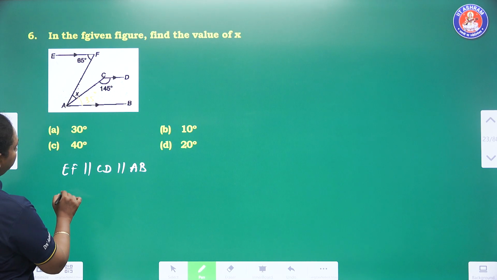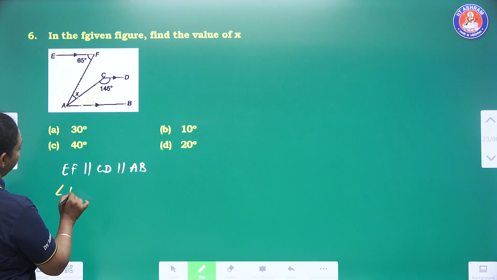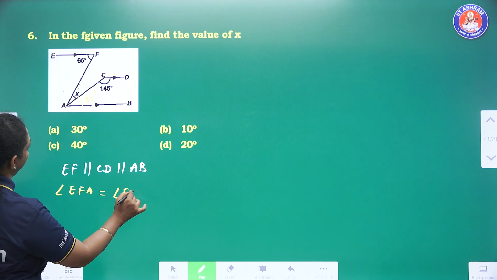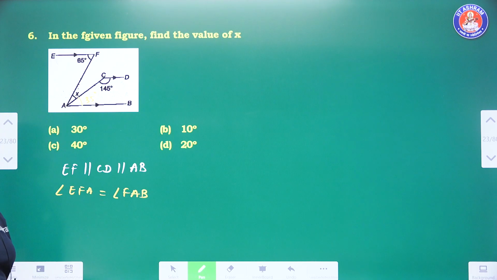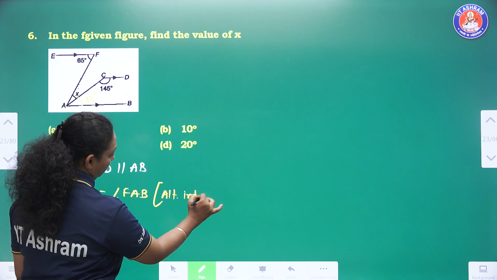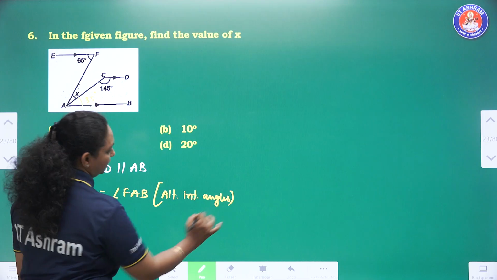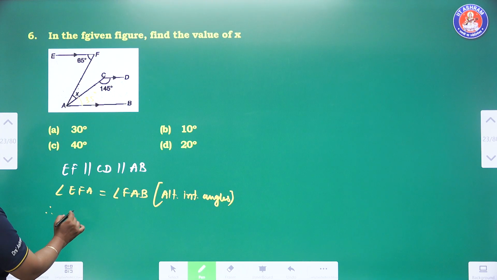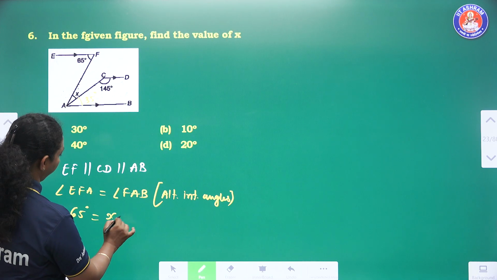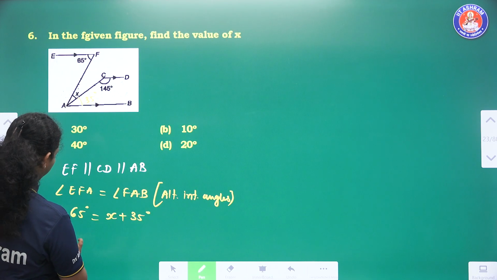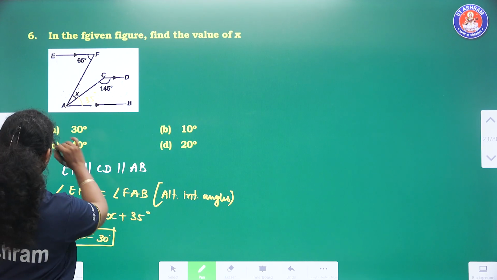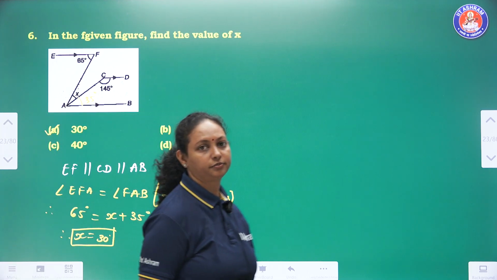As we know that EF is parallel to AB, therefore angle EFA is equal to angle FAB. Why are these two angles equal? Lines are parallel, so these are alternate interior angles, and alternate interior angles are always equal. Therefore, angle EFA is 65 degrees, and FAB is also 65, but it is made up of two angles, x plus 35 degrees. Therefore, the value of x is 30 degrees. Right? So 30 degrees is our correct answer. Option A is the correct one.